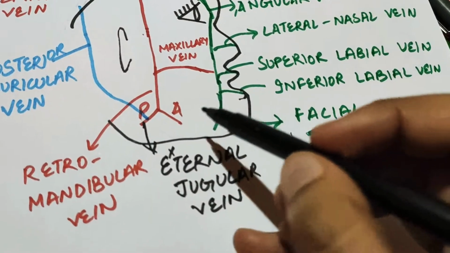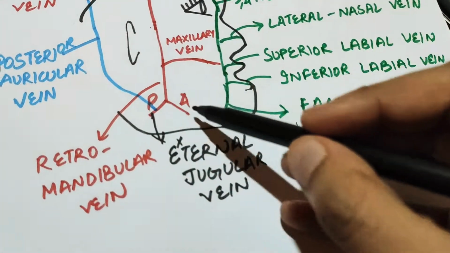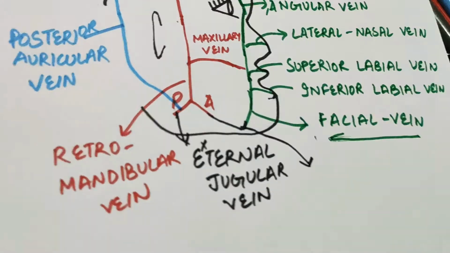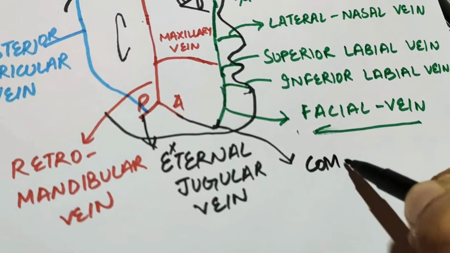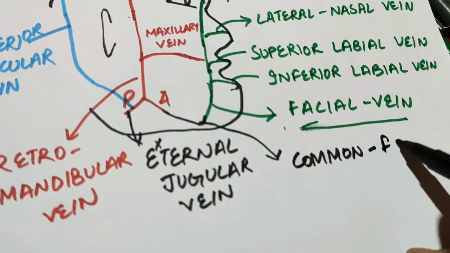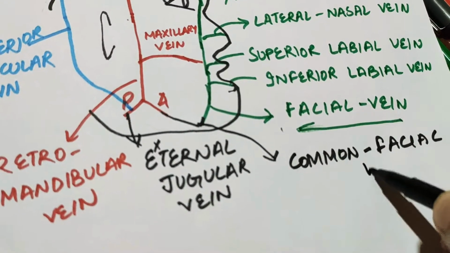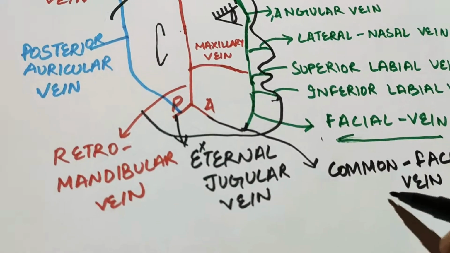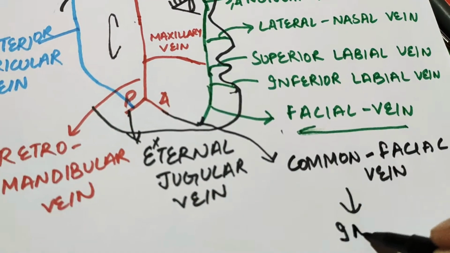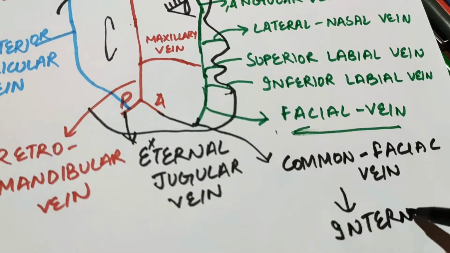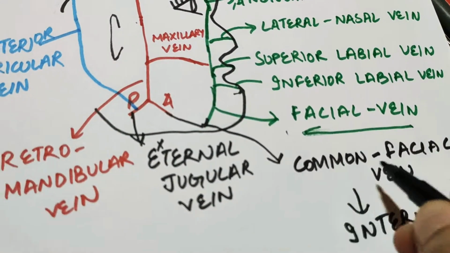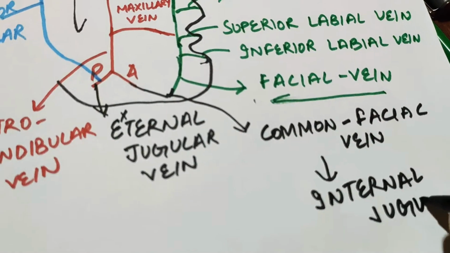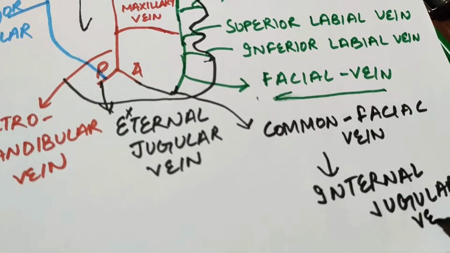Now this facial vein is the anterior part. These two will combine and form the common facial vein, and this common facial vein will then drain into the internal jugular vein. Why internal jugular vein? Because it's common, meaning they are together, so they will be in the game.